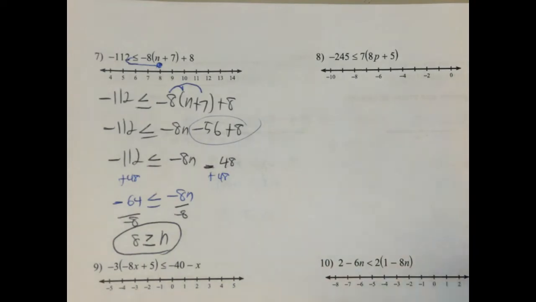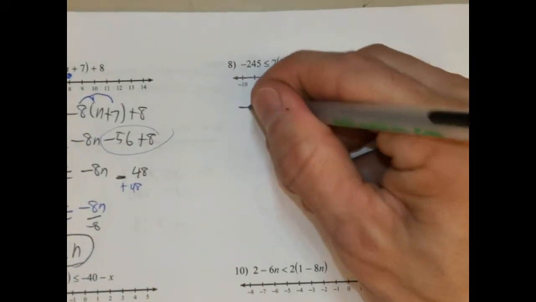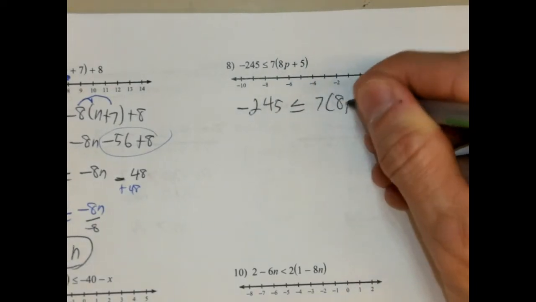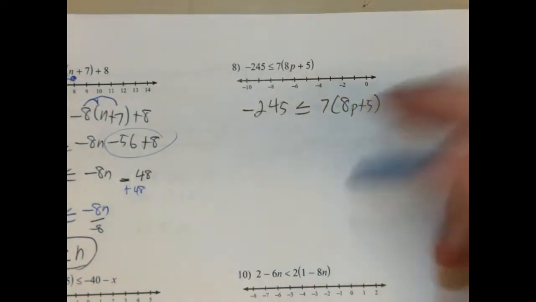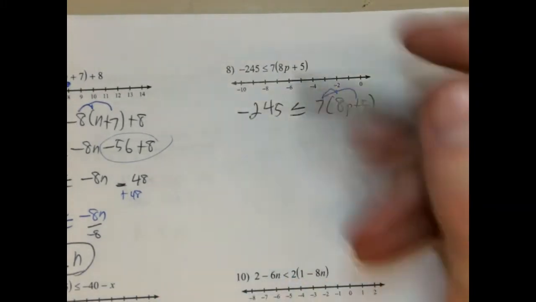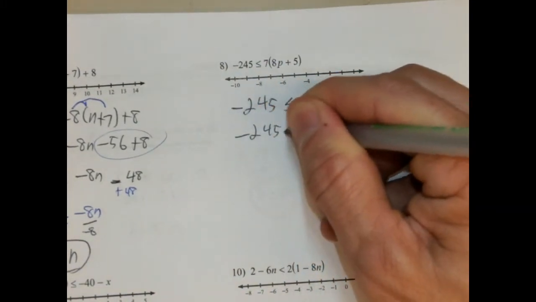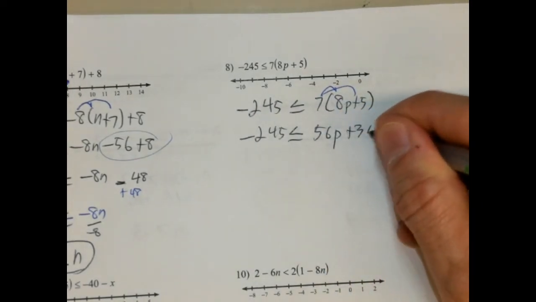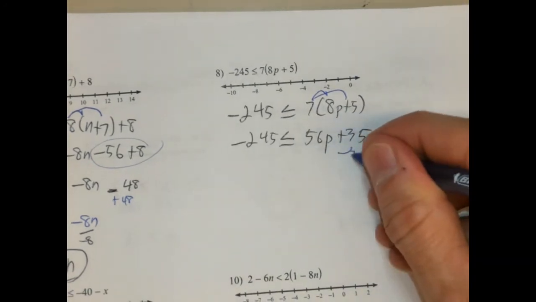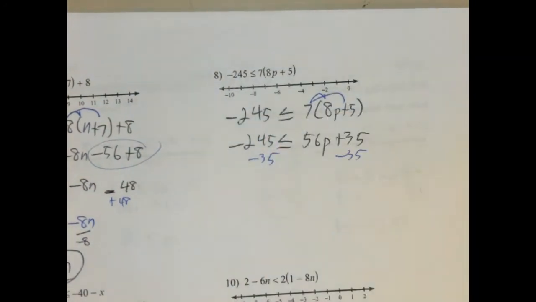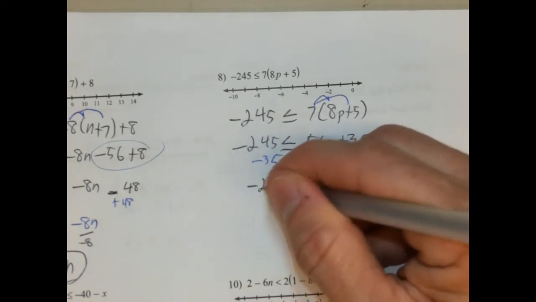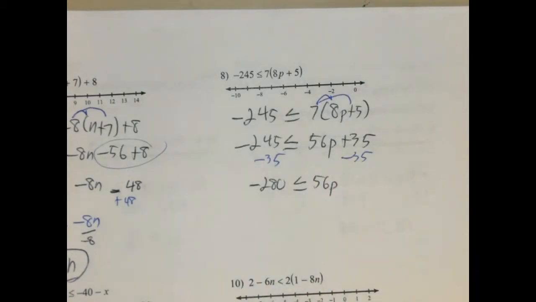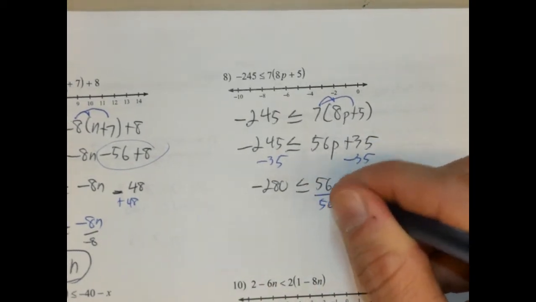Okay. Let's look at number 8. So negative 245 is less than or equal to 7 parentheses 8p plus 5. We're going to distribute that 7. So negative 245 is less than or equal to 56p plus 35. We're going to get rid of our constant by subtracting 35 from both sides. And I believe that's going to be negative 280, I think that's right. 56p, we're going to divide both sides by 56. That's our coefficient.